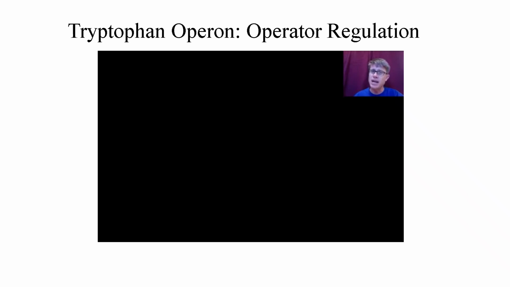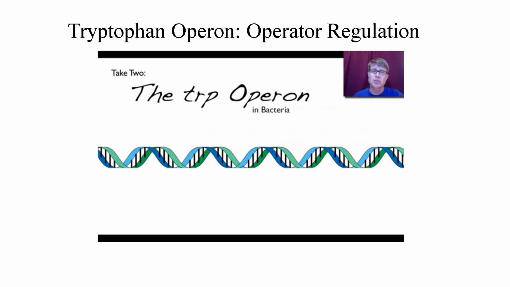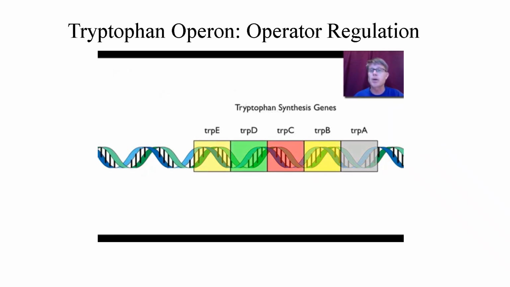What's an example of negative control? Well, a negative control we learned about from the trp operon. Instead of having just 3, it actually has 5 different genes, but they're put right next to each other in the same way.